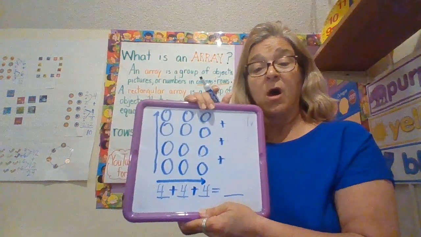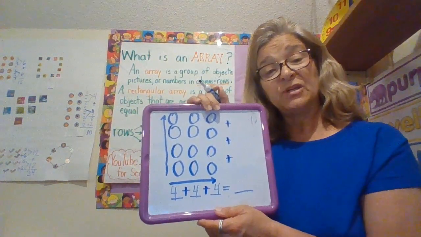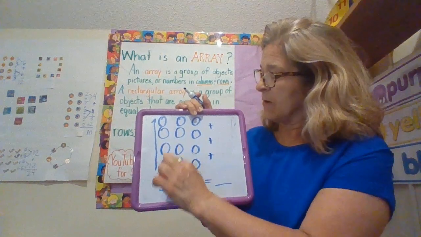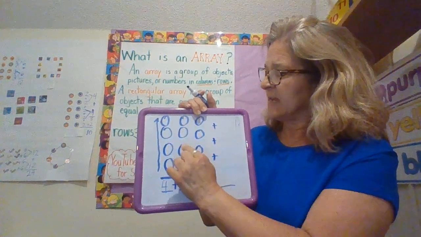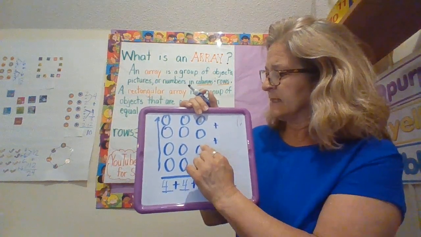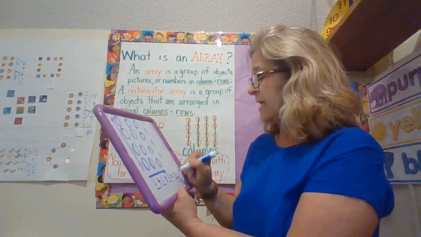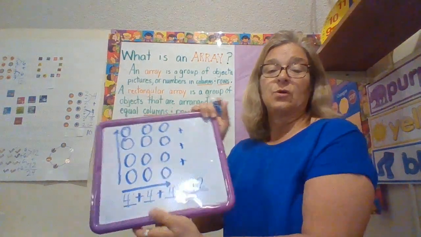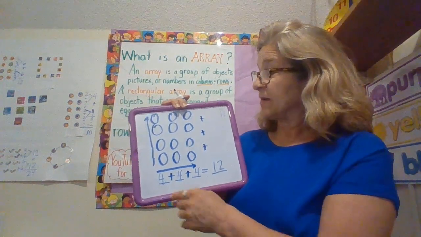And when we count all of the circles, we can see how many objects are in this array. Let's do that right now. 1, 2, 3, 4, 5, 6, 7, 8, 9, 10, 11, 12. So in this array, there are 12 circles. That's repeated addition.